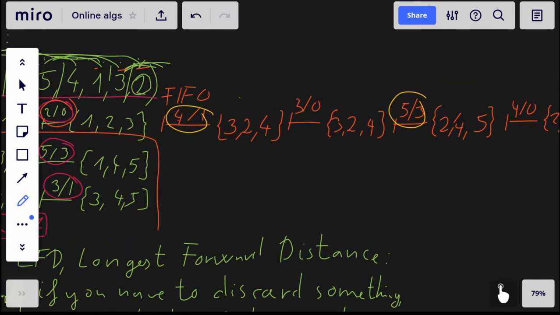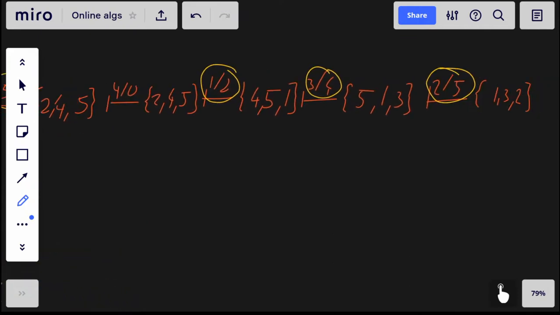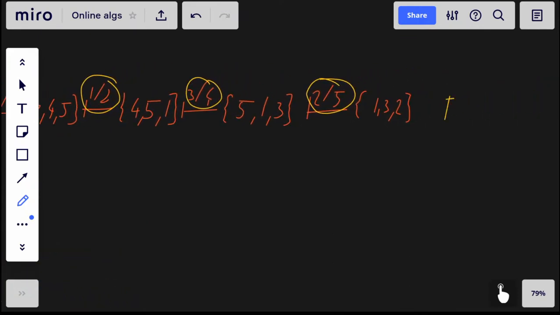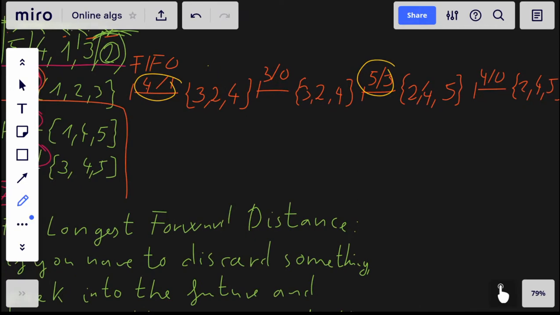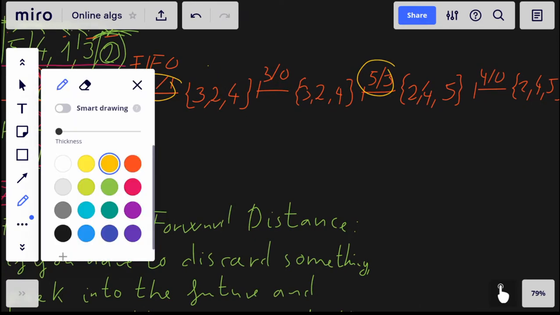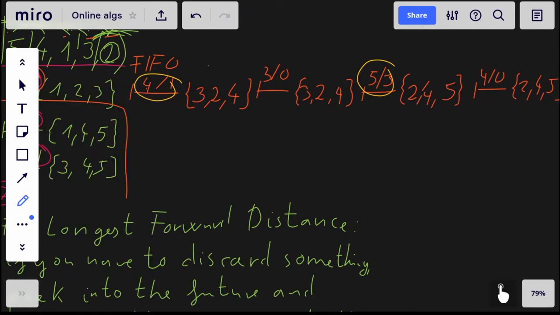5 plus 3, so the cost of FIFO is 8. Well, it's larger than 7, but not by that much. Okay, now let's see what happens if we use, say, the LIFO.